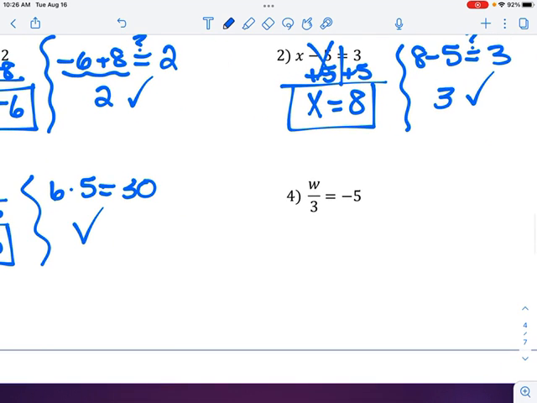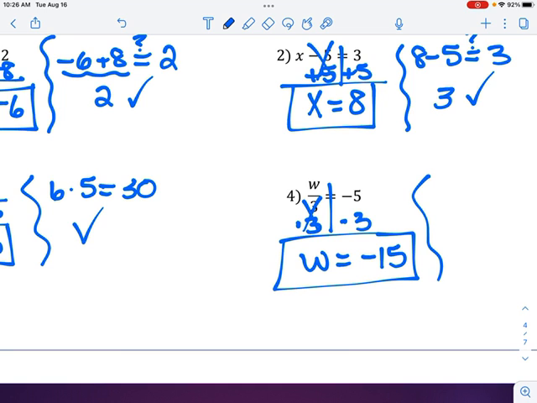Number 4 here, we start in and we say, okay, what am I doing to w? W is being divided by 3. So to undo that, we multiply by 3 to both sides. And that's going to leave me with negative 5 times 3, which is negative 15. To check it is very similar to all the other ones. So you're going to go negative 15 divided by 3. And does that equal negative 5? And the answer is yes, it does. So we know that we did those 4 problems correct.